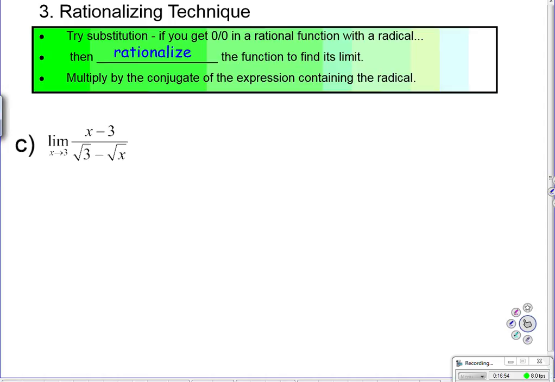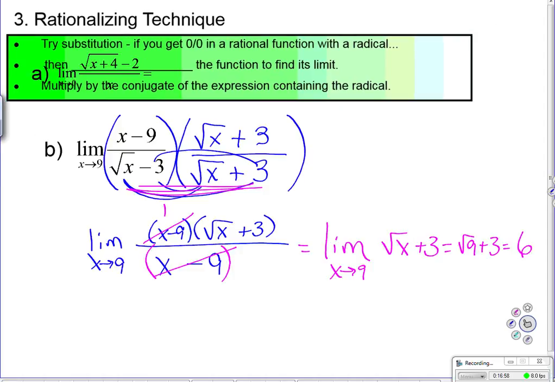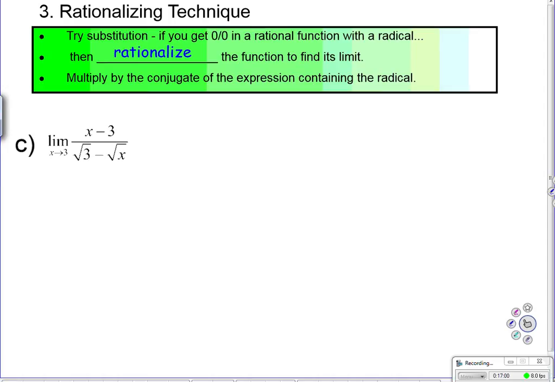Letter C. Once again, is that not the same problem? Nope, a little different. Okay. Once again, ooh, double radical. That should be fun. My eyes are traveling to this bottom. How about yours? That's where the radicals reside. If I threw in 0 or 3, I do get 0 over 0. There's an answer out there, just got to find it.